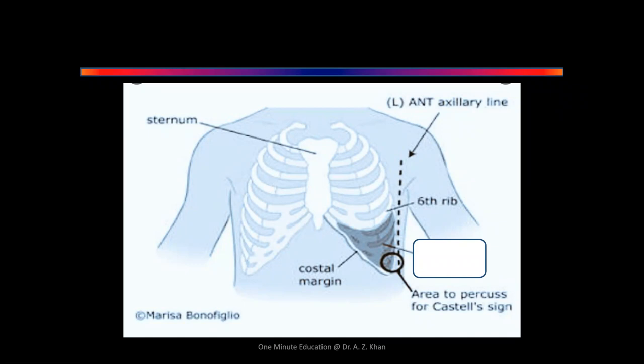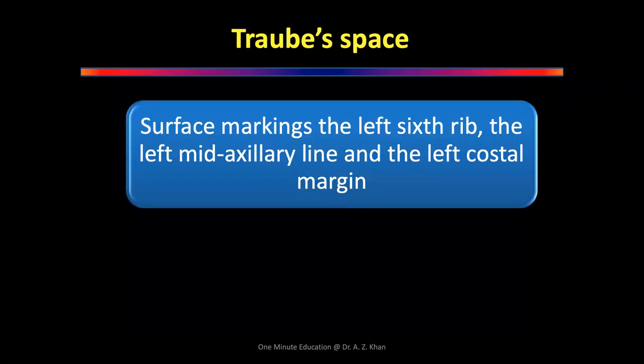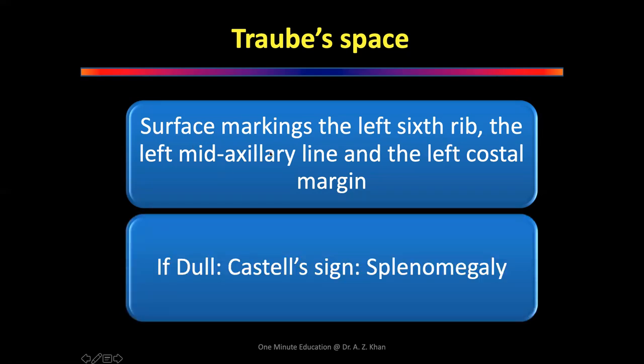Yes or no? Yes. Okay, this is called Traube's space. Traube's space surface marking is the left sixth rib, left mid axillary line, and the left costal margin, or anterior axillary line, it's okay. If it is dull, it usually represents splenomegaly, and that is called the Castle sign. Splenomegaly can be present in aortic regurgitation when you have back pressure changes. So if Traube's space is dull, usually it's an area of splenomegaly, and that is what's called the Castle sign.